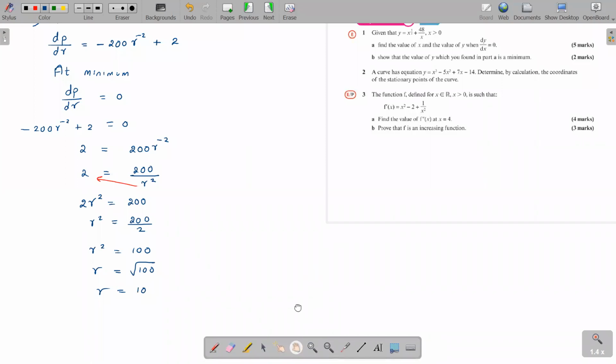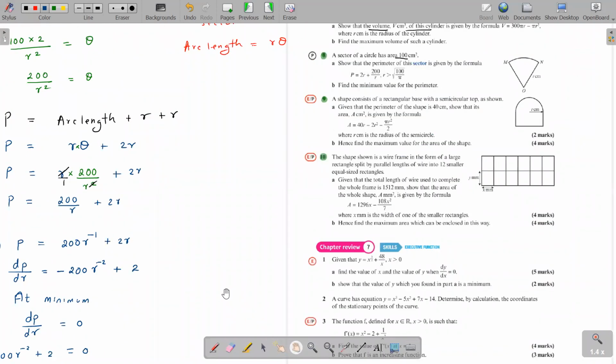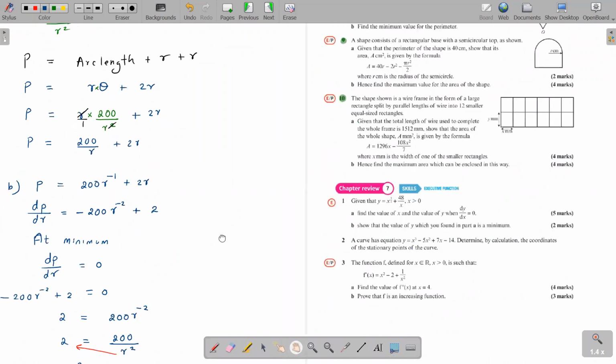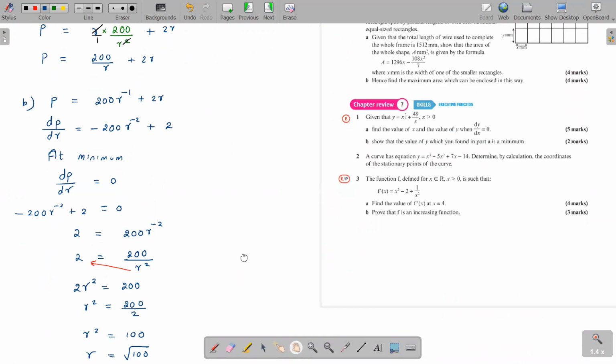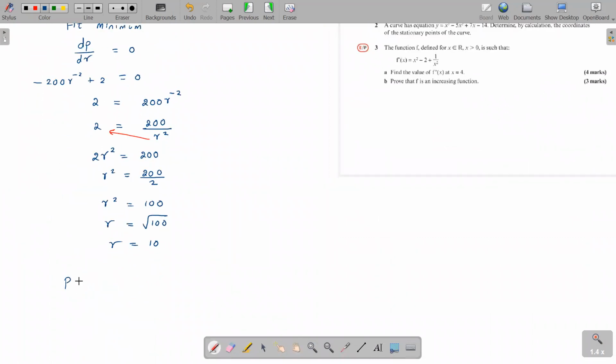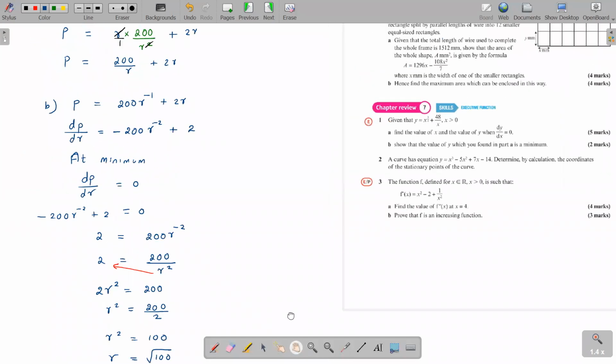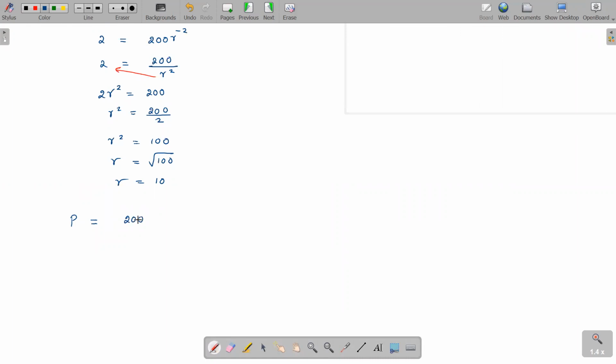So what do they ask us to find, by the way? They're asking us to find the minimum value for the perimeter. The minimum value for the perimeter is going to be, what was the perimeter equation we found? 200 over r plus 2r, right? Replace r with 10: 200 over 10 plus 2 times 10. 200 over 10 is 20, plus 20. Your minimum perimeter is 40.